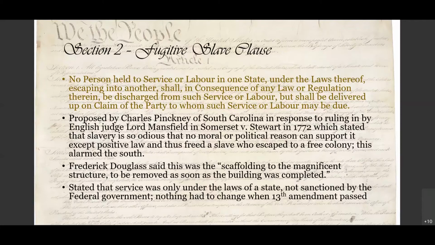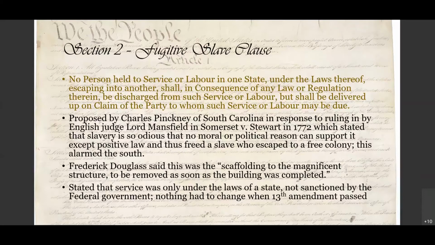So essentially, this is saying if you're held in service, if you're a slave in one state under its laws, you can't go to another state that doesn't have a slavery law and be automatically freed. So the slave owner can come and file a claim in court to bring you back and put you back into their service.